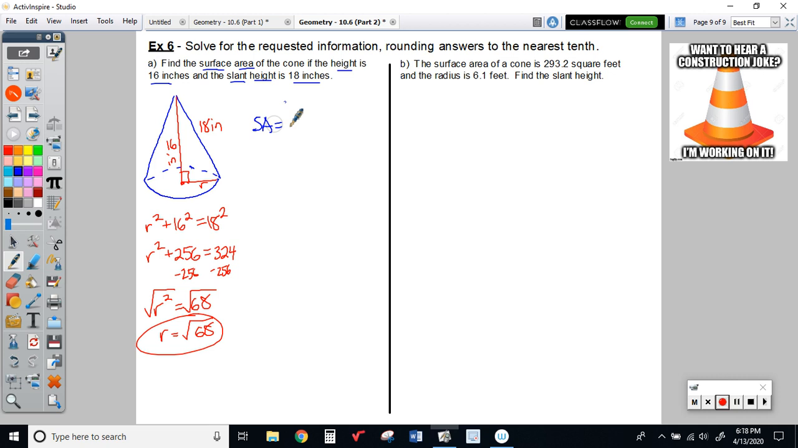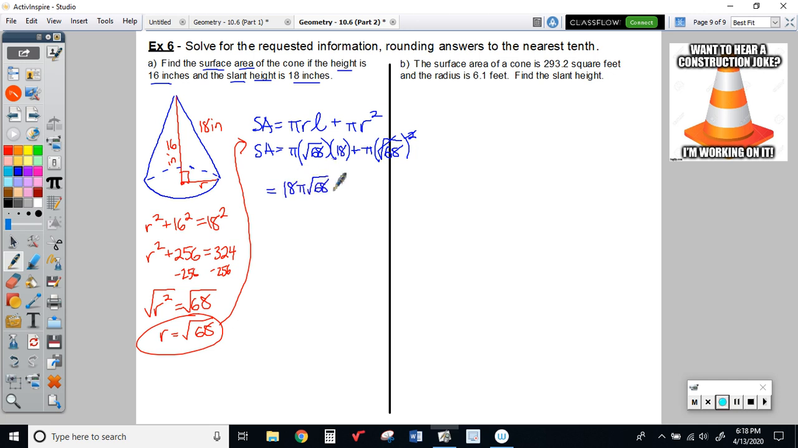The surface area is what's requested. That's going to be the lateral area, which is pi r l, plus area of the base, which is pi r squared. We'll take this and we'll plug it in. Up here we'd have surface area is pi times the square root of 68 times 18 is your lateral, your slant height rather, and then plus pi times, and I'm going over a little bit here, but square root of 68 squared. This square and square root would cancel, so you'd be left with 18 pi times square root of 68 plus, and then just 68 pi.